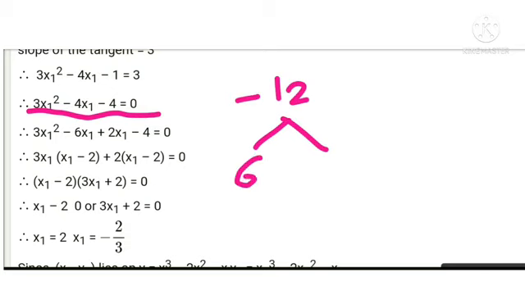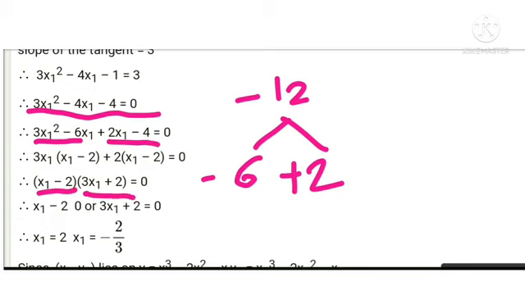6 2s are 12, minus plus. So you get 3x1 square minus 6x1 plus 2x1 minus 4. Then take the group of these two. Here 3x1 is common. Then what remains? x1 minus 2. 2 is common, x1 minus 2 is equal to 0. That is, x1 minus 2 into 3x1 plus 2 is equal to 0. You simplify this.